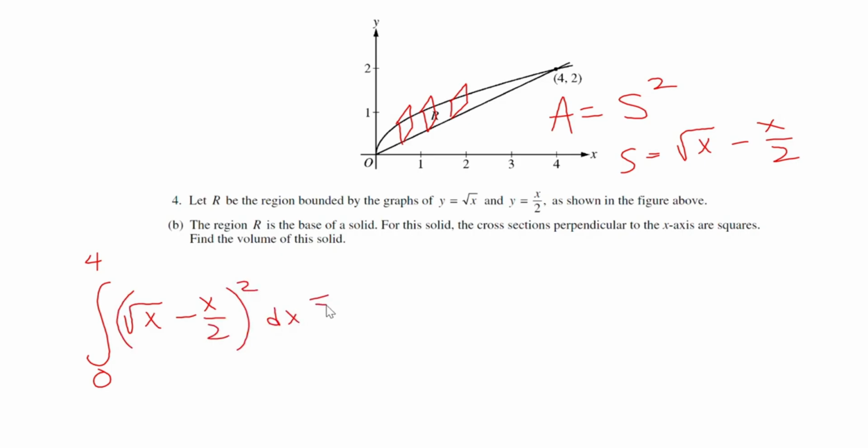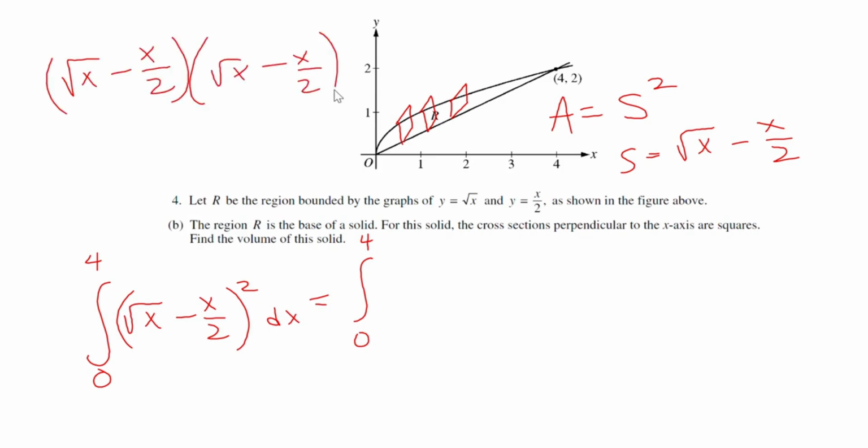And so we're going to have to actually distribute this out. So we're going to have an integral from 0 to 4 of root x minus x over 2, we'll write this up here just to kind of look at it if that's helpful to you. Right? Root x times root x is just x. And minus x over 2 times minus x over 2 is positive x squared over 4.